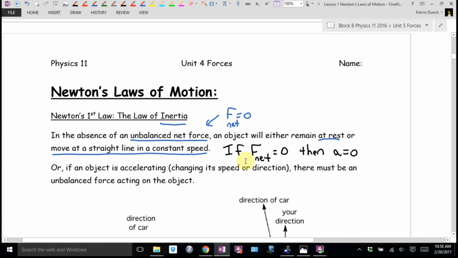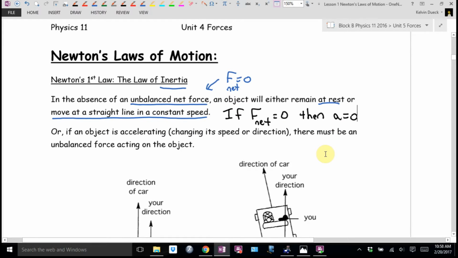You know what? If there is no unbalanced force acting on you, Geo, your acceleration will be 0. You can reverse it. If you notice that an object is accelerating, which means it can be changing its speed or direction, then there must be an unbalanced force acting on the object. Oh, if you're speeding up or slowing down, there has to be an unbalanced force.